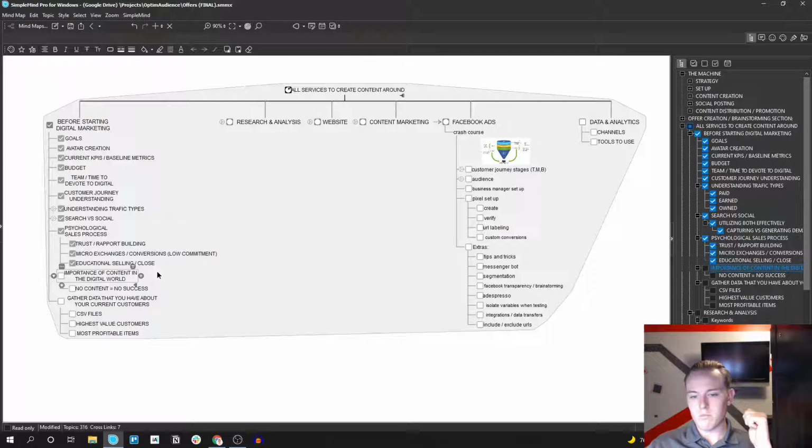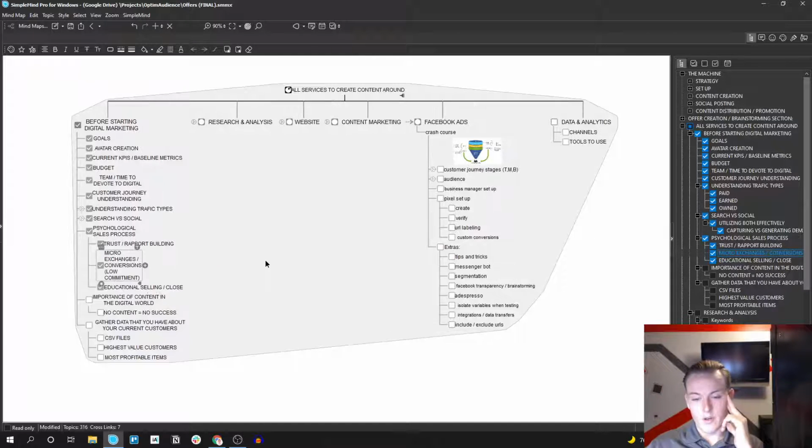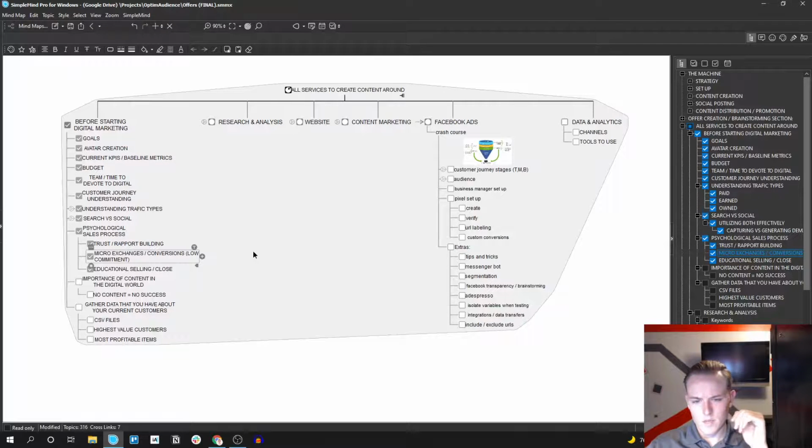Content is literally the lifeblood of everything that you do online. If you don't have content to use online, it's going to be hard for you to succeed, because there's no information or anything out there that helps develop a relationship between you and the customer.